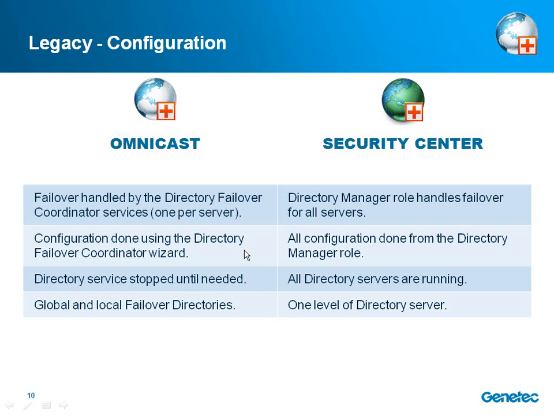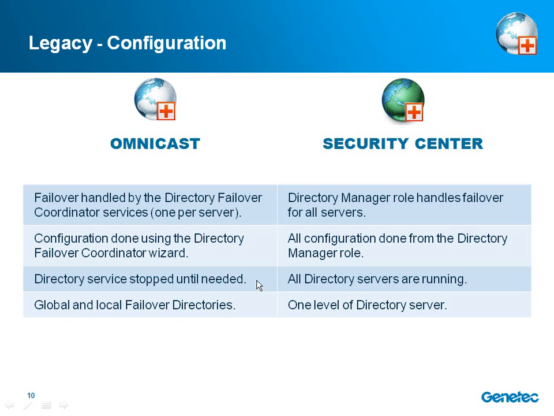Now when setting up your system, in Omnicast we had to configure everything using the Directory Failover Coordinator wizard, which sent the connection information to all the servers in the system. Our new Directory Manager role in Security Center handles most of the configuration, as we'll see later on, with a change or two needed in the server admin, but otherwise everything is done through the config tool.